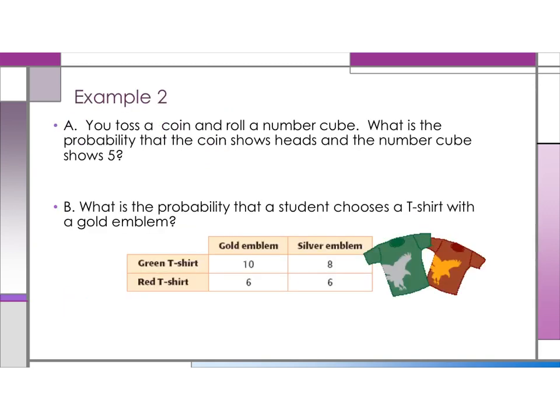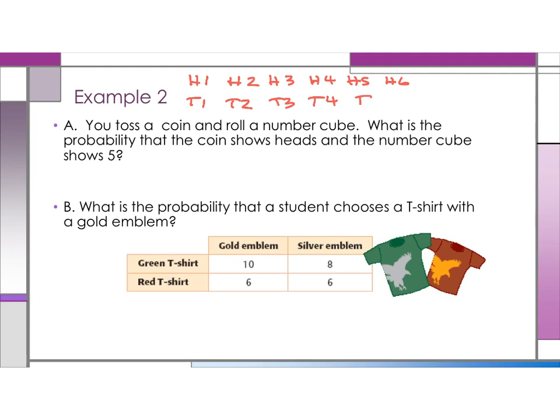Let's try an example. Now, here it says we're tossing a coin and a number cube. Now, if you recall from a couple slides ago, we actually listed out the sample space. So let me go ahead and just quickly fill that in. Remember, when we're tossing a coin, we can either get a head or a tail. And then with that head or tail, we can get a 1. With the head, we can get a 2, a 3, a 4, a 5, and a 6. Same thing with the tail.